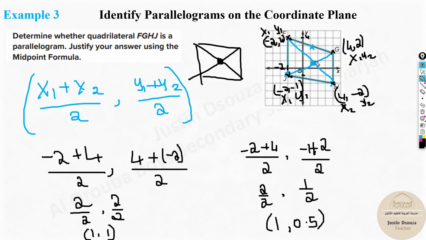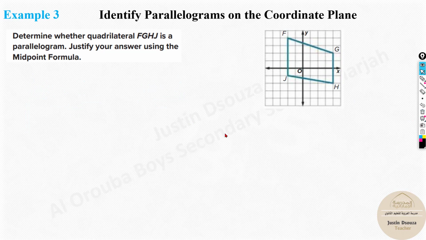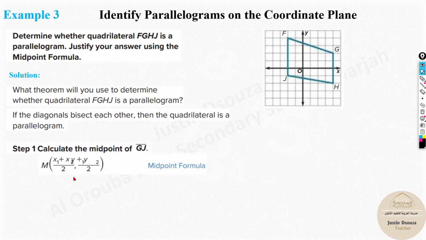But here you can see the midpoints. One midpoint is at 1 comma 1, and the other is at 1 comma 0.5. They do not touch each other. So the diagonals don't intersect each other. They meet at different locations. So it is not a parallelogram, because the diagonals do not bisect each other. So here you can see that by the midpoint formula you find the midpoints of the diagonals. Over here they first found the G and J diagonal.